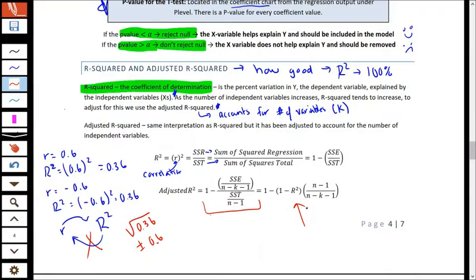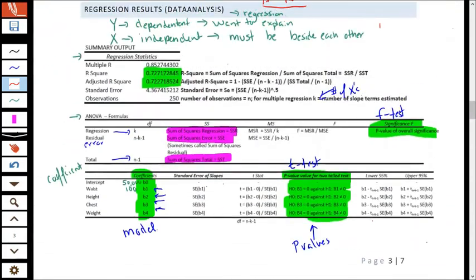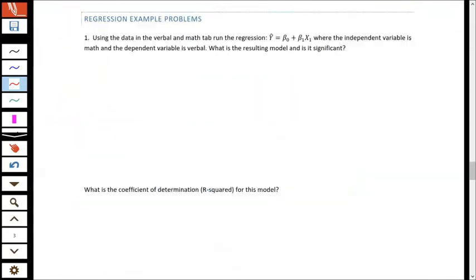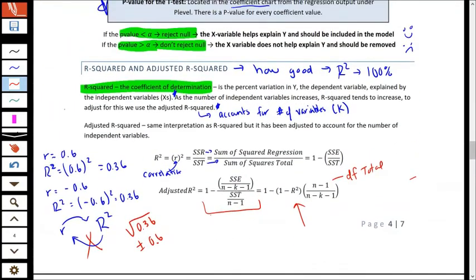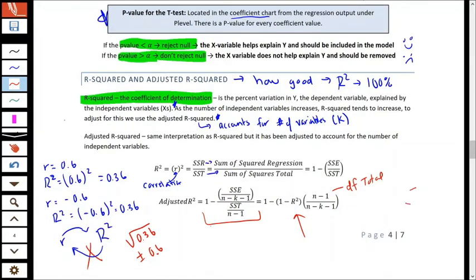And so it's 1 minus R-squared, in brackets, times n minus 1, that's just our degrees of freedom total, right? If we go back to our ANOVA table, you'll see that degrees of freedom for regression was k, for residual it was n minus k minus 1, and for total n minus 1. And so the n minus k minus 1 is just the degrees of freedom of the error term, okay? So sometimes we have to flip between the two, okay?